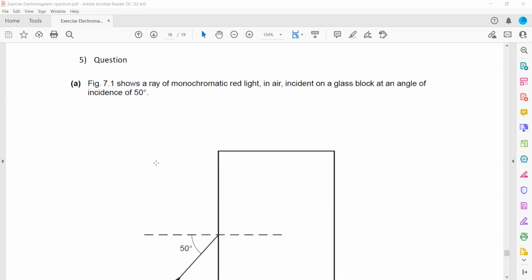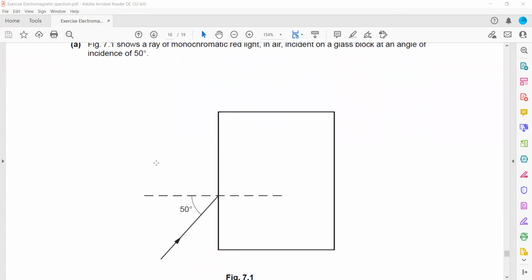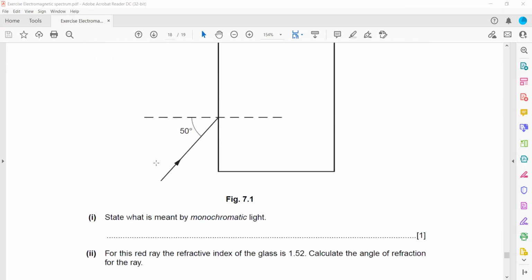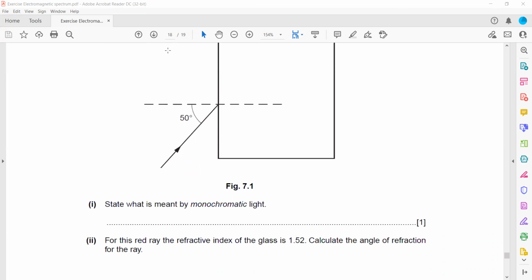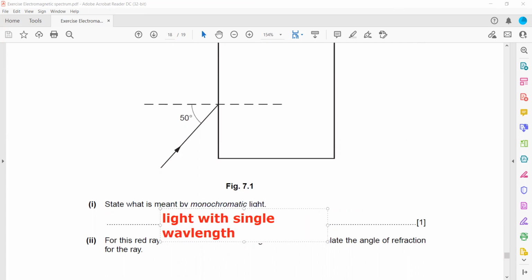Then this question, figure 7.1 shows a monochromatic light. Monochromatic means light with a single frequency or wavelength. State what is meant by monochromatic. What is the definition of monochromatic? It means a light with single wavelength, or light with one wavelength. That is called monochromatic.